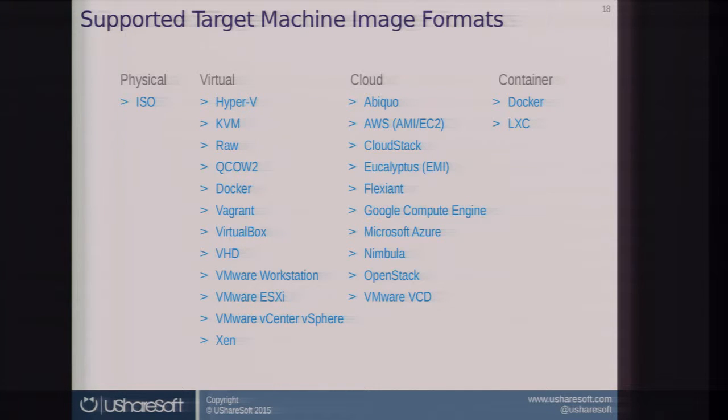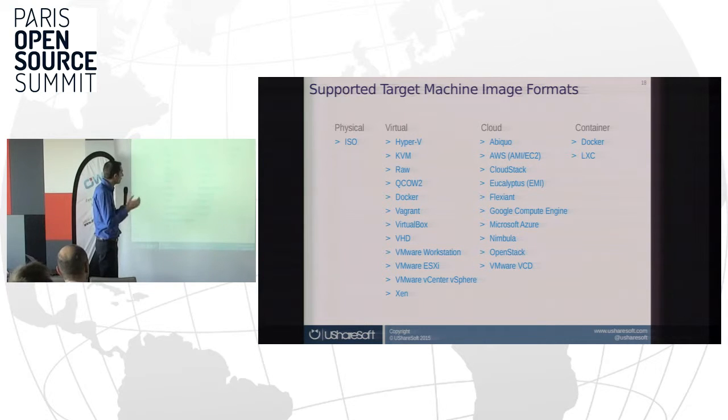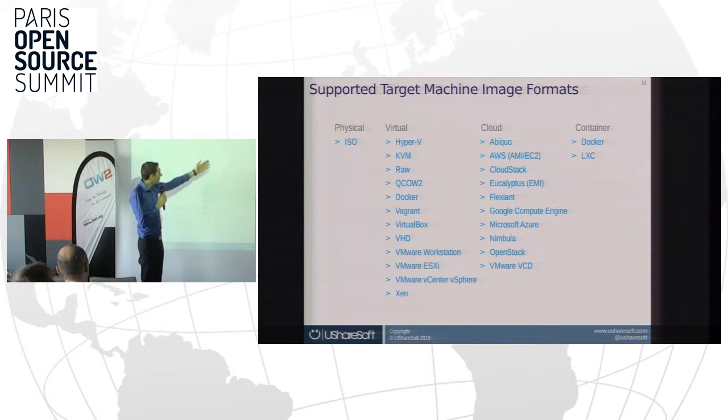So today, Hammer supports all of these formats. A lot of well-known formats. Physical, you can generate an ISO format. And you can support, for example, VHD, VirtualBox, KVM, and Docker. Microsoft Azure is for public cloud, Amazon Web Services, etc.